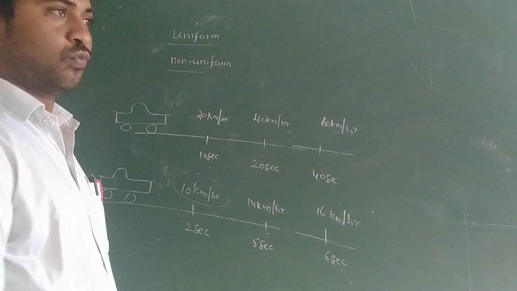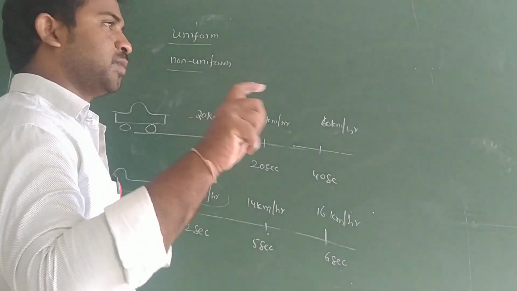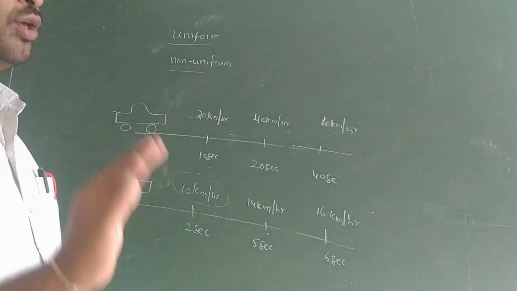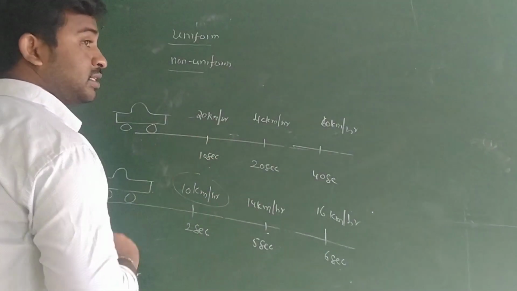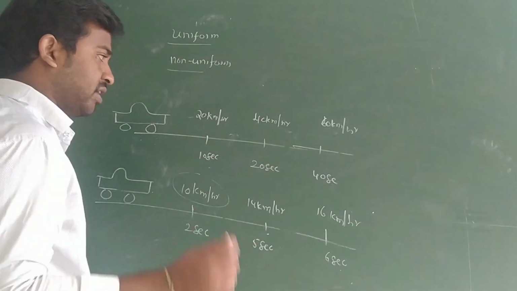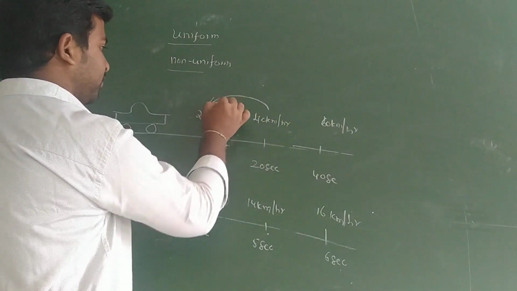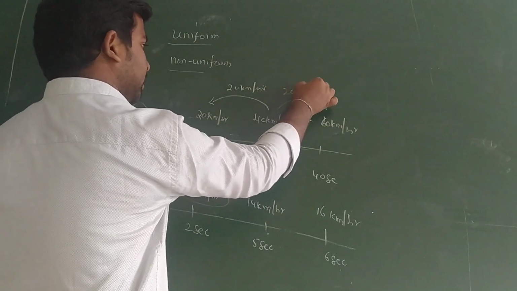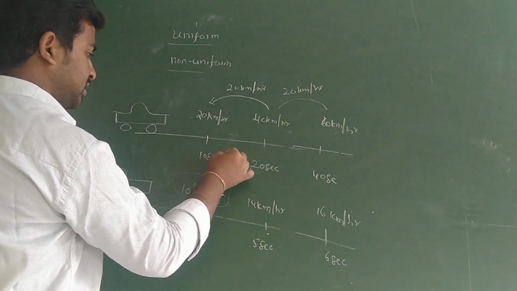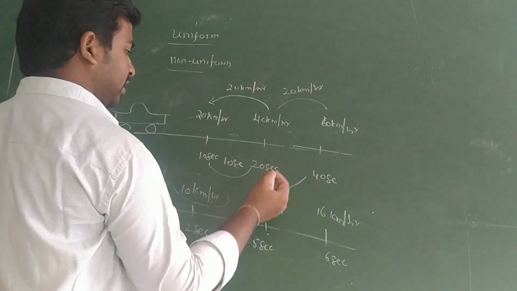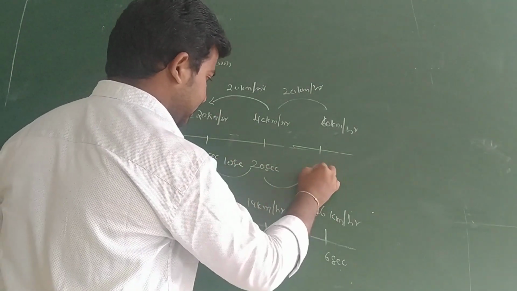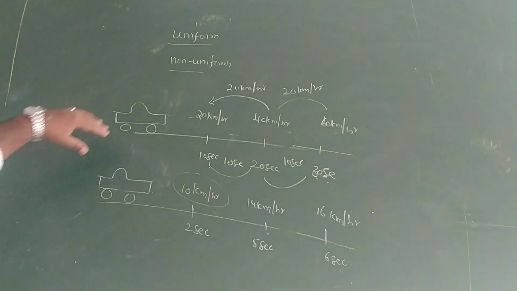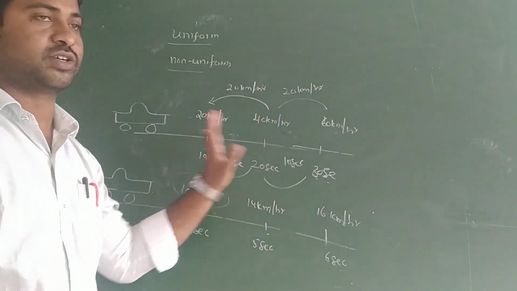See, uniform or non-uniform. An object that covers equal displacements in equal intervals of time is said to be uniform motion. From 40 to 20, what is the difference? 20. And from 60 to 40, what is the difference? 20. And from 20 to 10, the difference is 10. Here you can take it as 30 seconds, and the difference is also 10 seconds. So it is nothing but an object covering equal displacement in equal intervals of time, then it is said to be uniform motion.